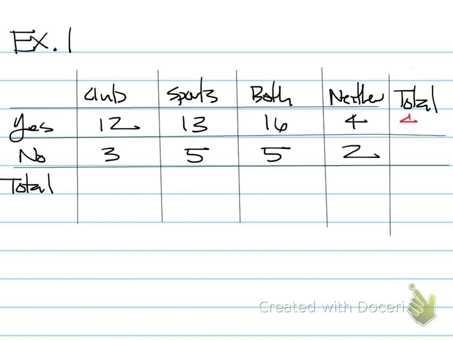To complete the table, just add up all the different rows and columns. When you add up the first row, you get 45, second row 15, first column 15, second column 18, third column 21, fourth column 6, and the sum of the columns should match the sum of the rows, and you get 60.